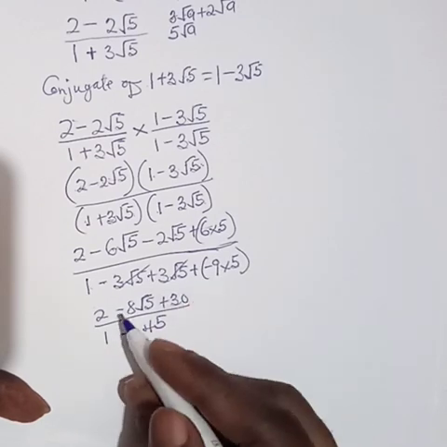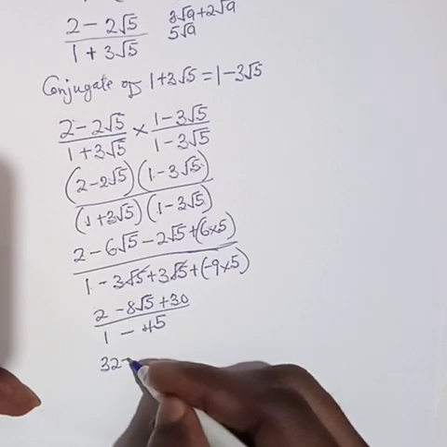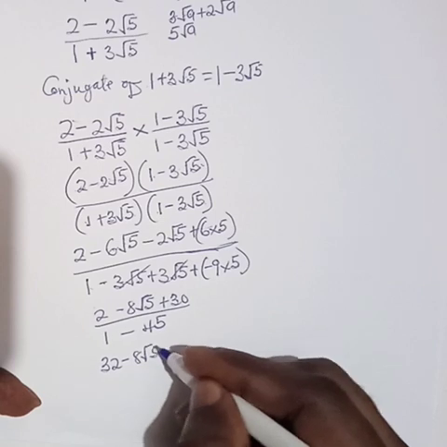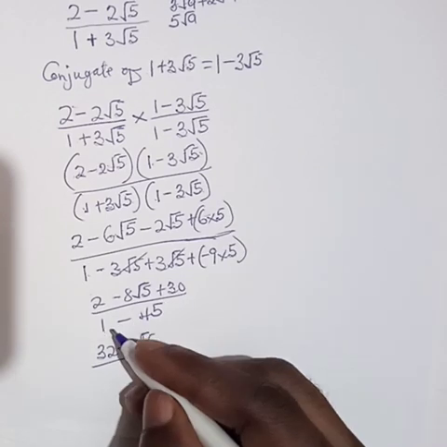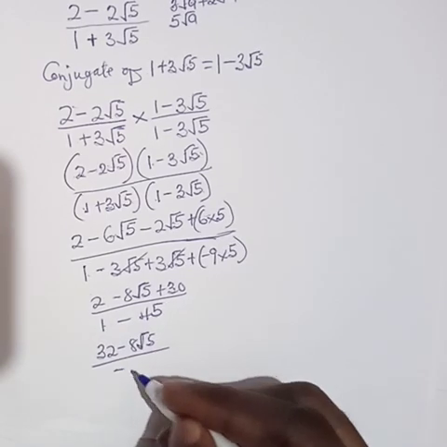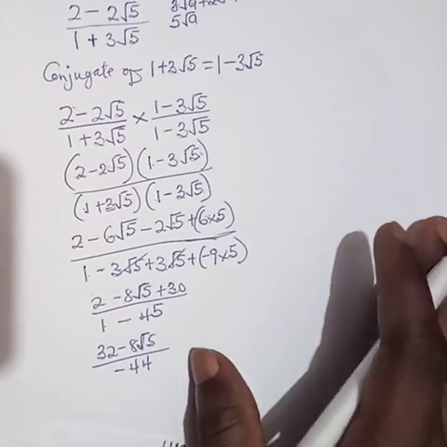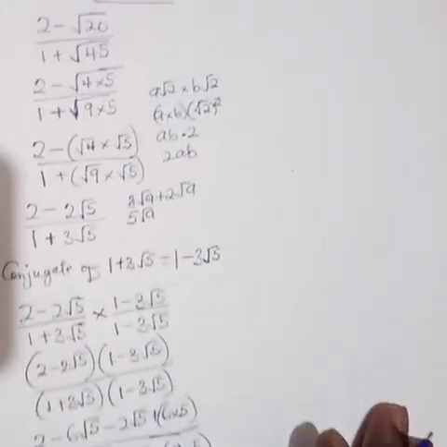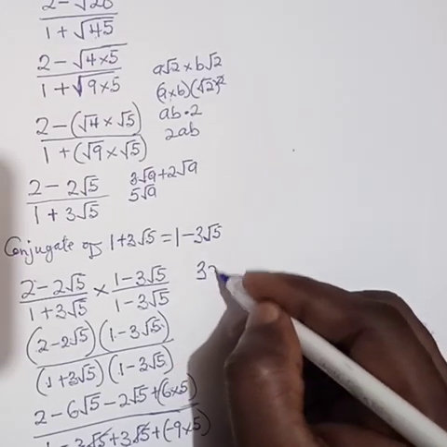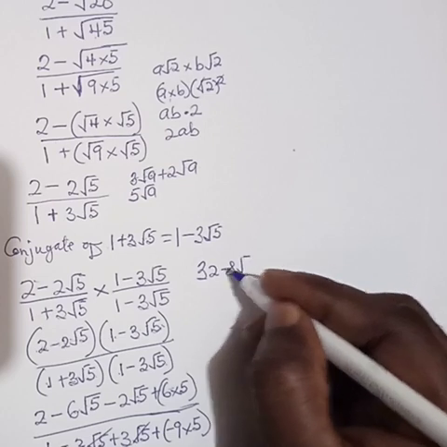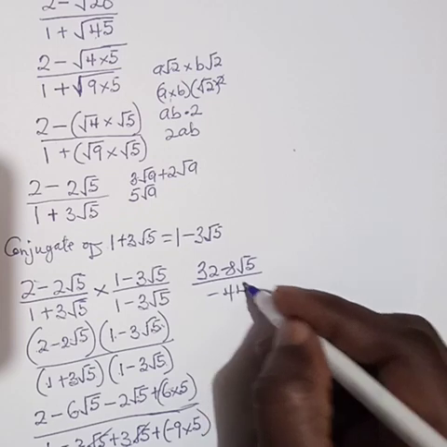Okay, all right. So here I can write this as 32 minus 8 root 5, all divided by, so this times this will give me what? Negative 44. 1 minus 45 will give me negative 44. So let me continue from here. So now I have 32 minus 8 root 5, all divided by negative 44.